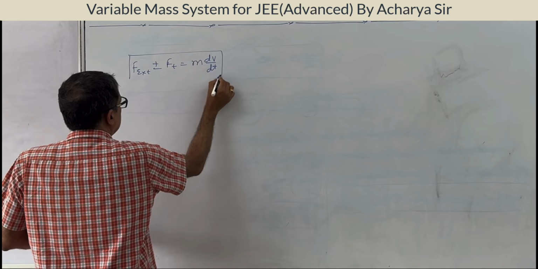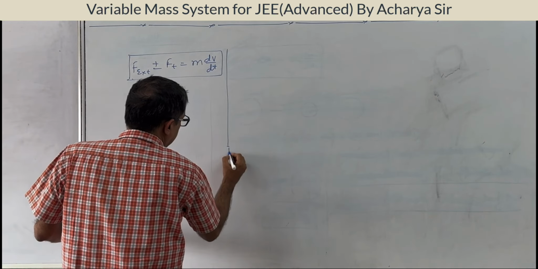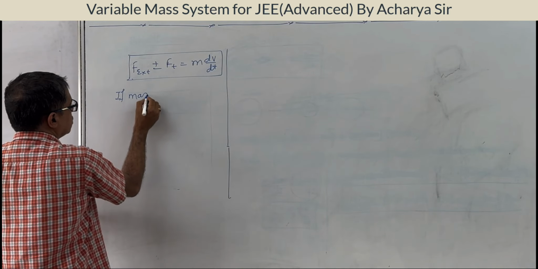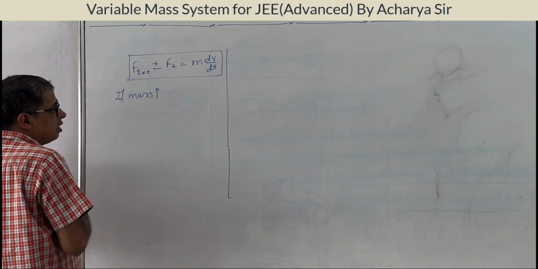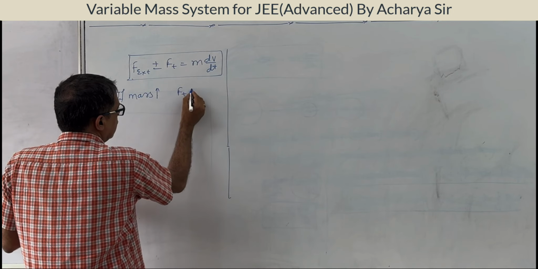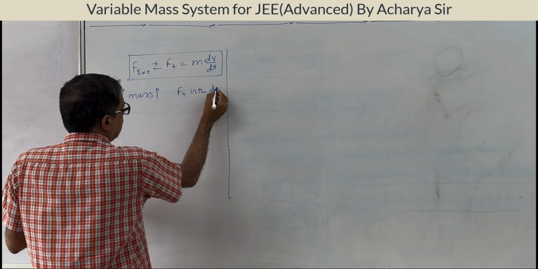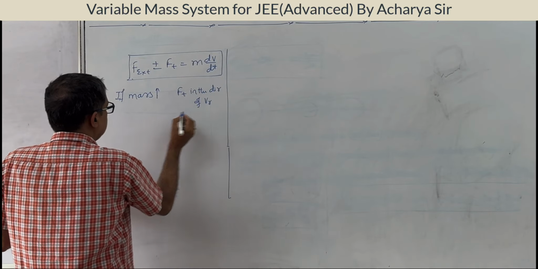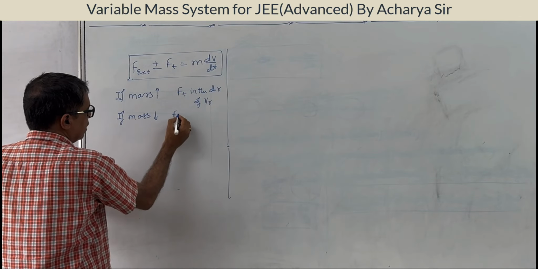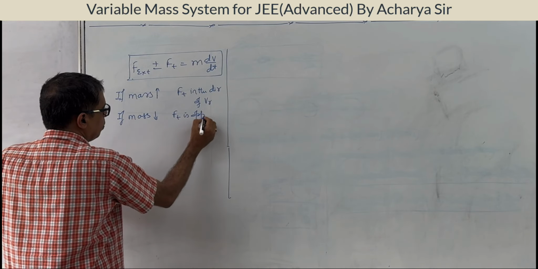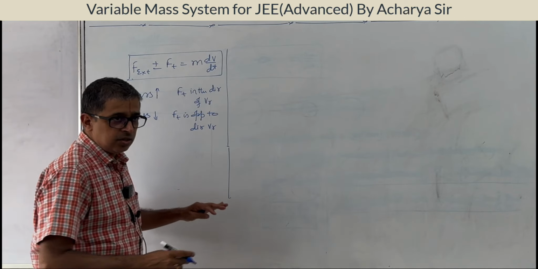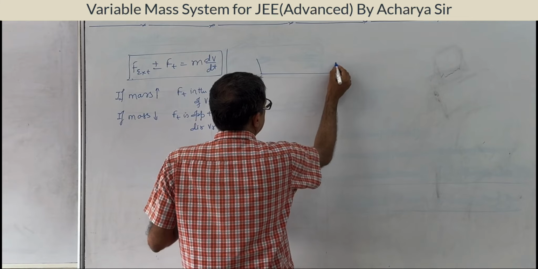Plus or minus, how do you decide? I will again reiterate the sign convention here. If mass of the system is increasing, thrust force is in the direction of Vr. If mass of the system is decreasing, thrust force is opposite to the direction of Vr. Let us take an example like this.